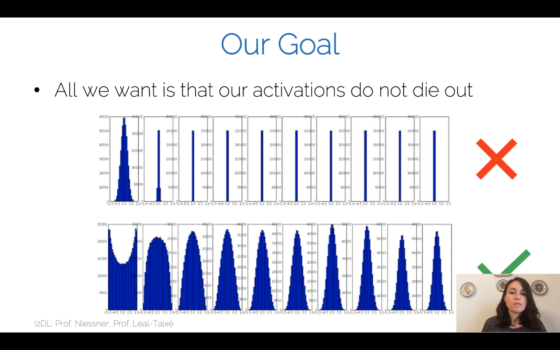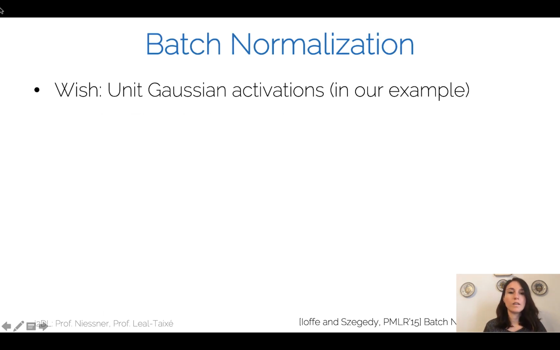So now the question is, if our goal is that our activations do not die out, why don't we do this? My wish is that if I input a unit Gaussian, then after the processing of the layers, I still have unit Gaussian activations. So I don't have activations that are collapsing to zero or activations that are exploding and saturating my nonlinearities. If this is my wish, why don't we actually implement it after each layer and put this constraint that I want to have a unit Gaussian in the output?